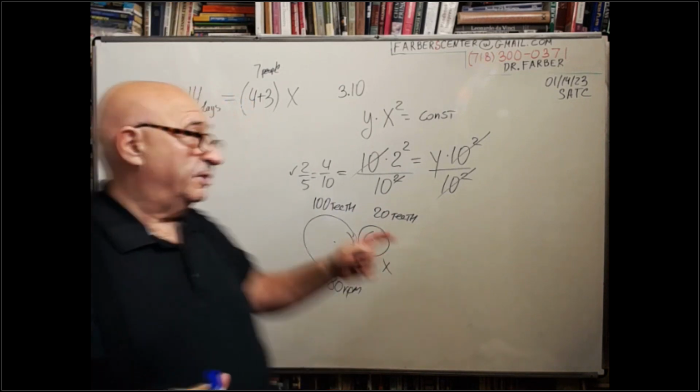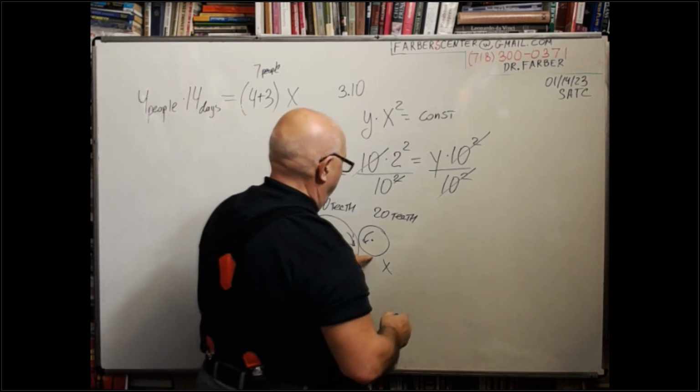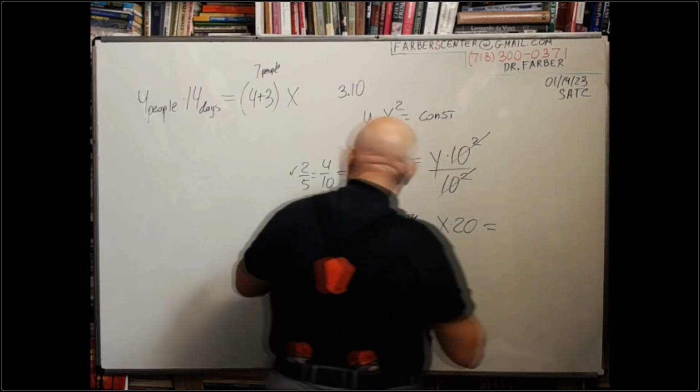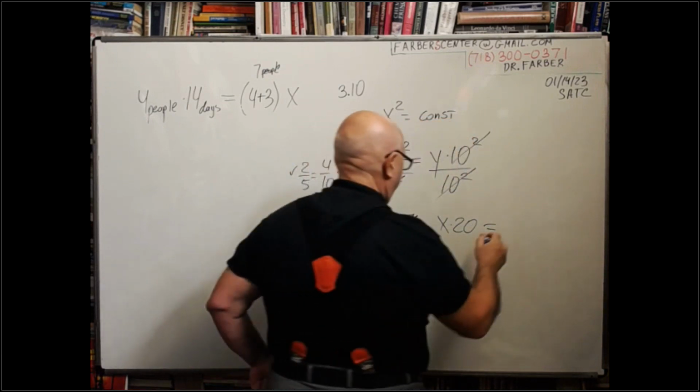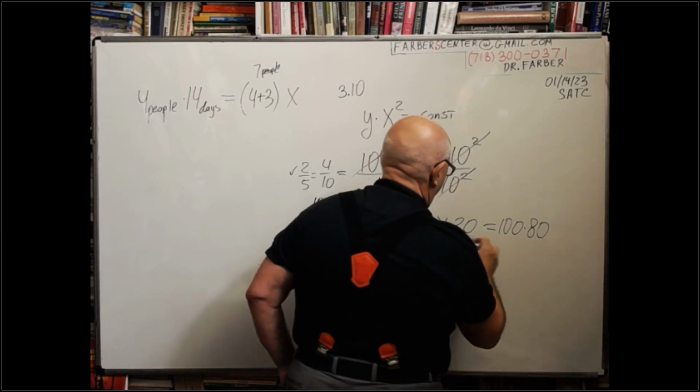The same model like here. And you can write x times 20, or you always equals 100 by 80. This is the idea of inverse variation. To find x, divide by 20.